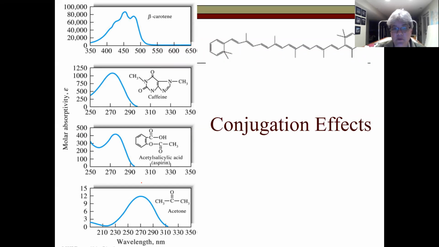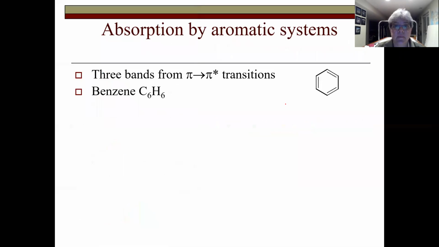All of them have absorptions around 270. Okay, and then there's this guy. This is its structure. Notice this is a very, very conjugated molecule. And notice its absorption max all the way out at 450. So very redshifted. Okay, so that's the conjugation effect. The more conjugation, the more something is redshifted.